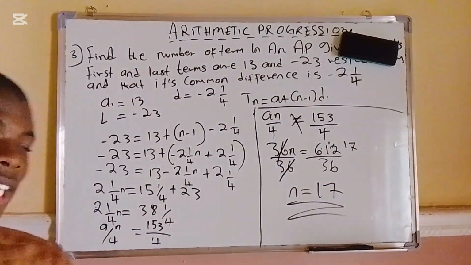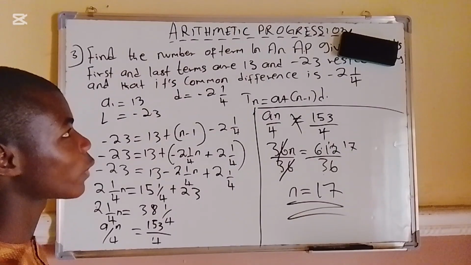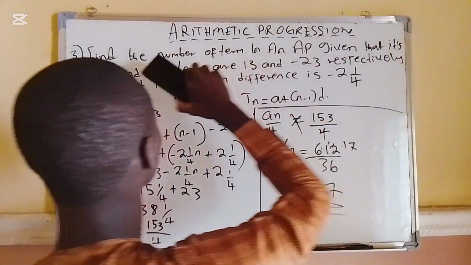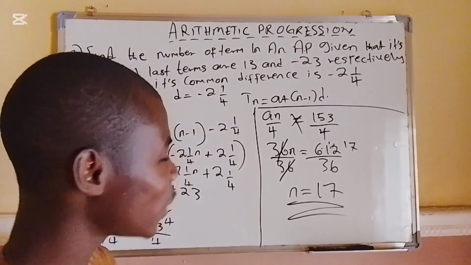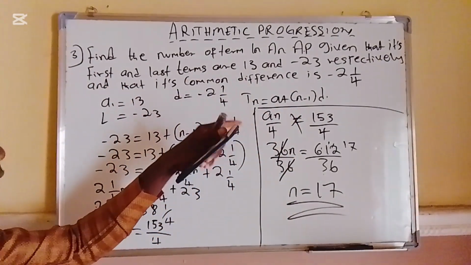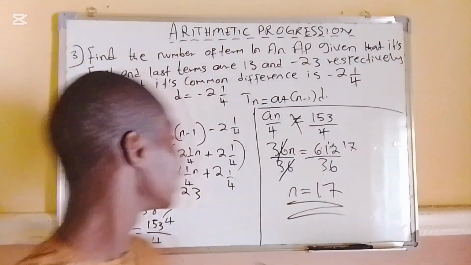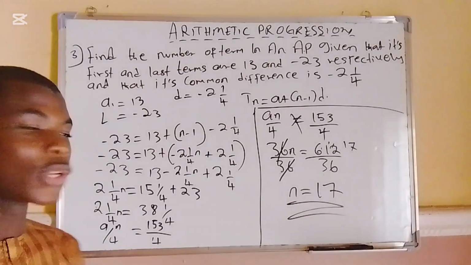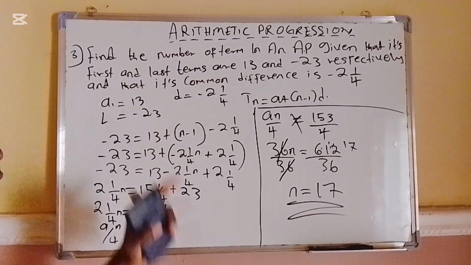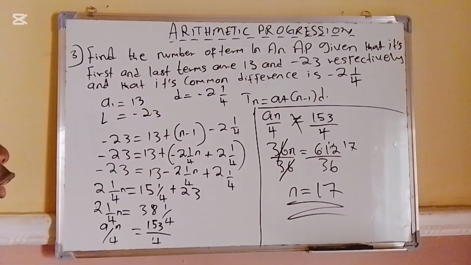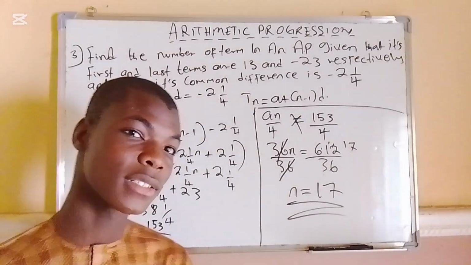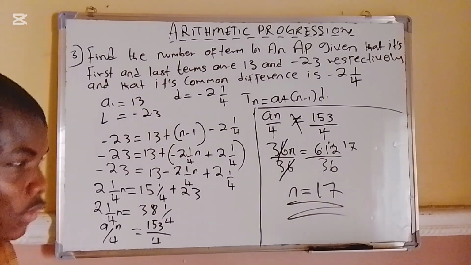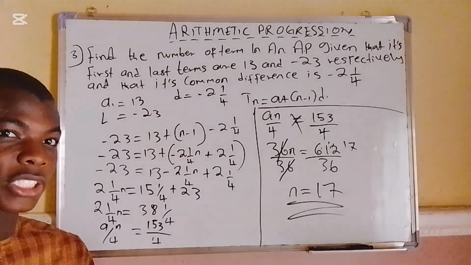So therefore, this is the end of this question. The question says that we are to find the number of terms in an AP, given the first term, last term, and the common difference. So this is the end of arithmetic progression. I hope this video of these three questions will be more familiar and understandable to you in solving different kinds of arithmetic progression.